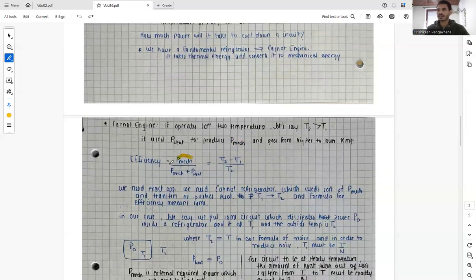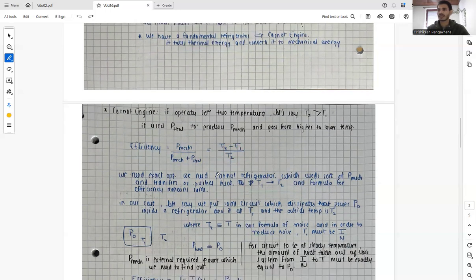So efficiency is given by P mechanical, or the power from the mechanical source, divided by P mech plus P heat, and this is what we get as efficiency.